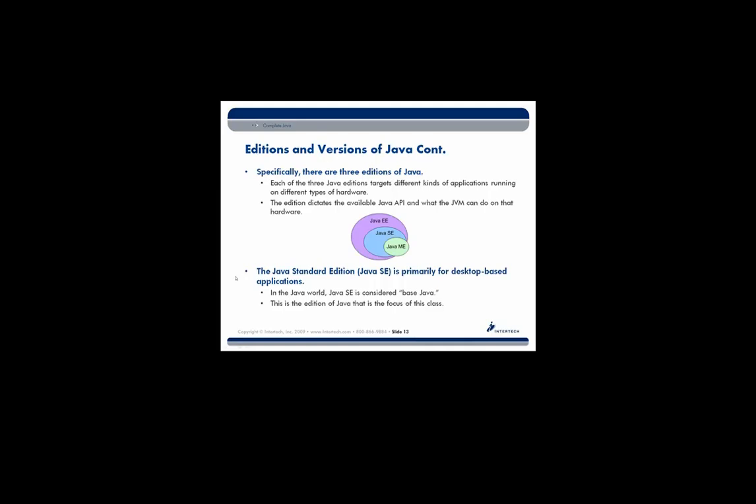There are really three editions of Java that you'll typically be working with. In this class, we're talking about Java SE, Java Standard Edition. This is primarily for desktop-based applications. It's considered the base Java. There's also Java EE, which is a superset of Java SE. Java EE meaning the Enterprise Edition. This is really used for writing web applications, accessing enterprise information systems. Really anything that you're going to deal with a large distributed application is going to use Java EE.